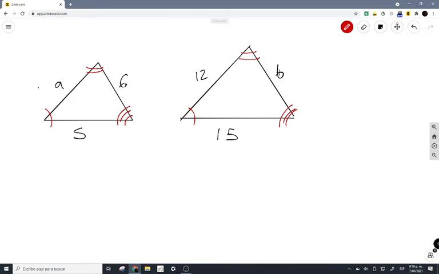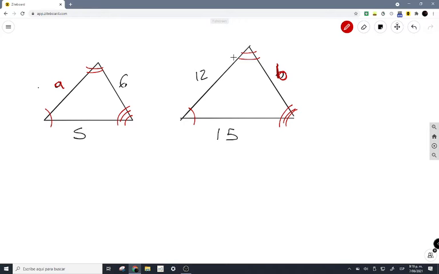And that is what we are going to use in order to find the missing values, like this one. A is a number that we don't know, and B is another number that we don't know. That is why we call them with letters, because we don't know them.